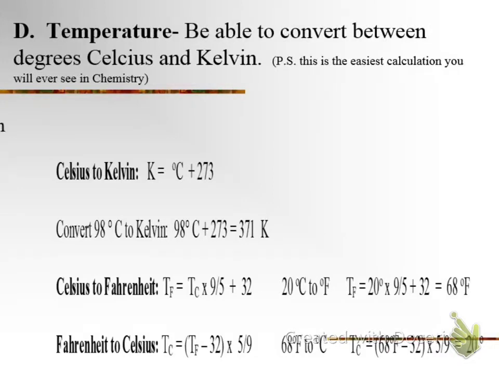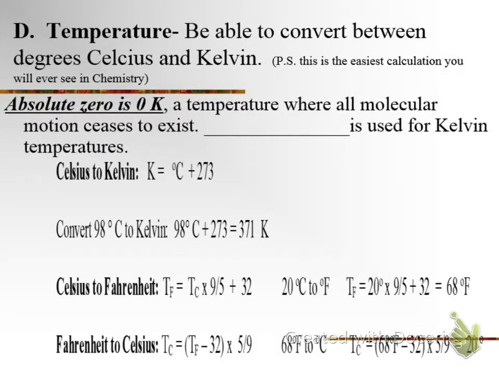Temperature. We must be able to convert between Celsius and Kelvin. You'll be doing that throughout the year. It is the easiest calculation we do in here. We literally take the Celsius temperature and add 273 to it. That's it. Technically it's 273.15, but for our purposes we can just say 273. In AP, I usually make them throw the 0.15 back in there, but for here we can just do 273.